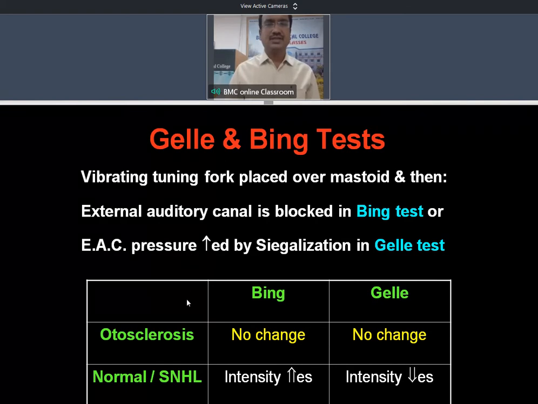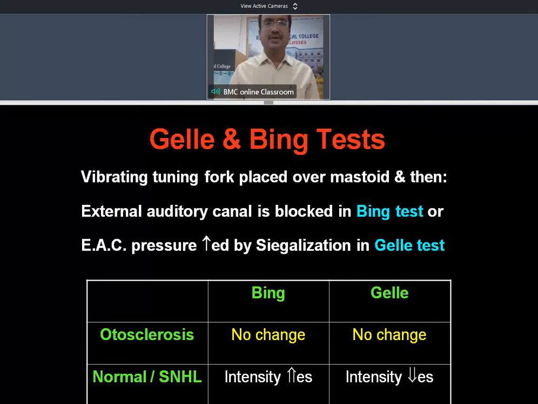So in Bing test, we'll vibrate the tuning fork and we'll place the base of the tuning fork over the mastoid process, and we'll compress the tragus inwards and outwards. So that means we'll occlude the external auditory canal by compression of the tragus inwards. So that is Bing test.